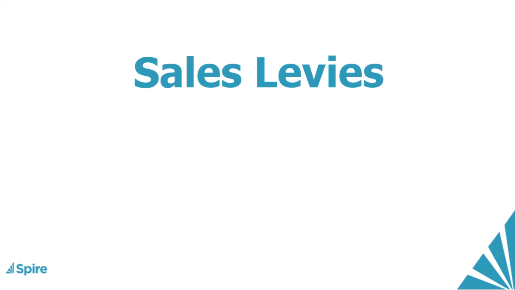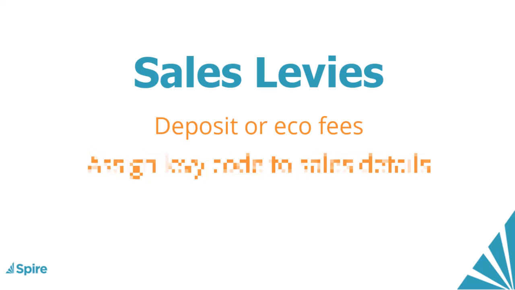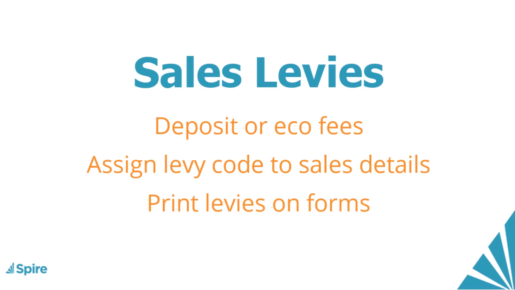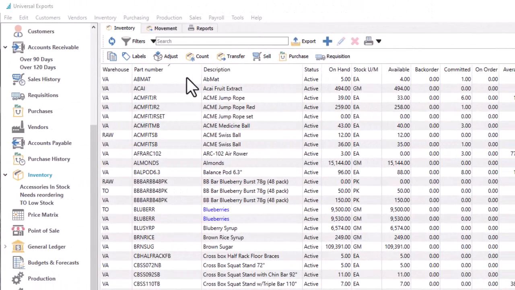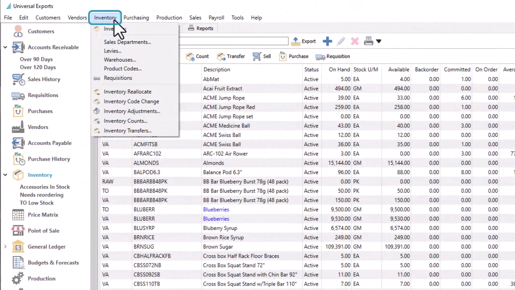If you charge additional fees on items that require separate accounting, such as a deposit or eco fee, you can assign a levy record to sales order details to calculate this charge and print the levy information on order documents. To maintain these records, from the inventory menu, choose Levies.